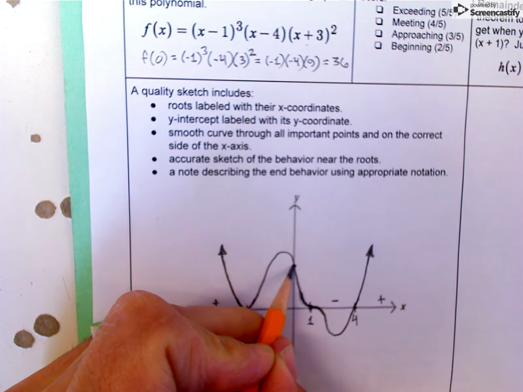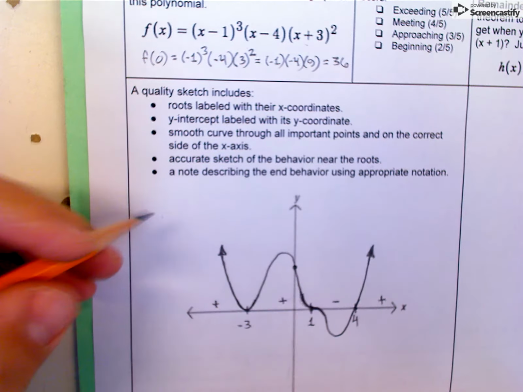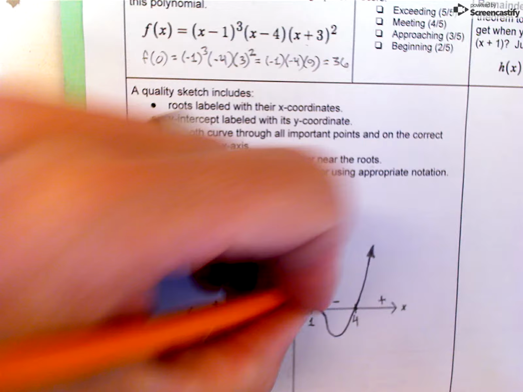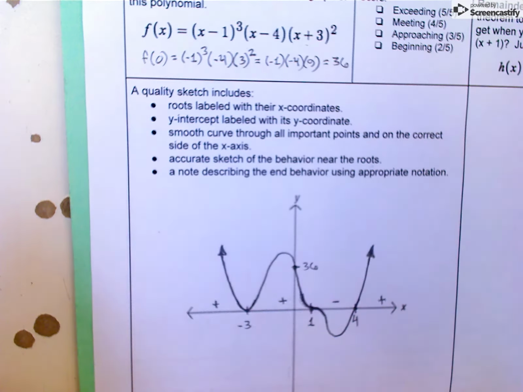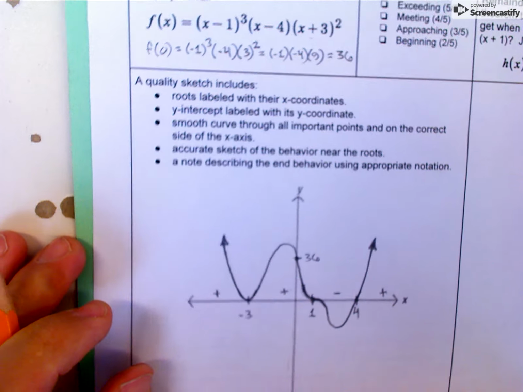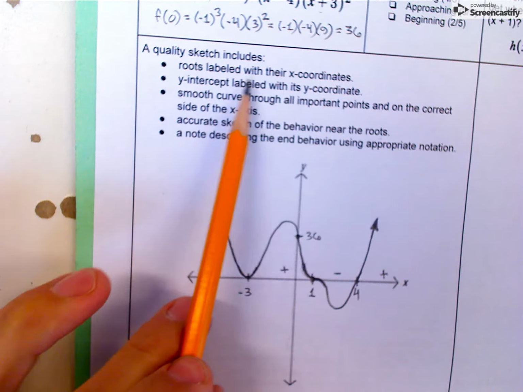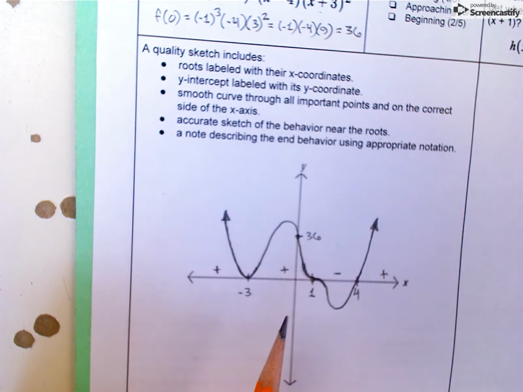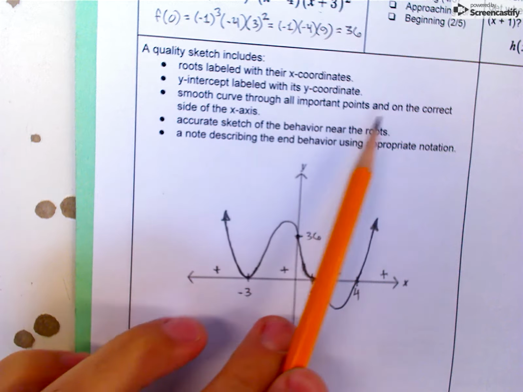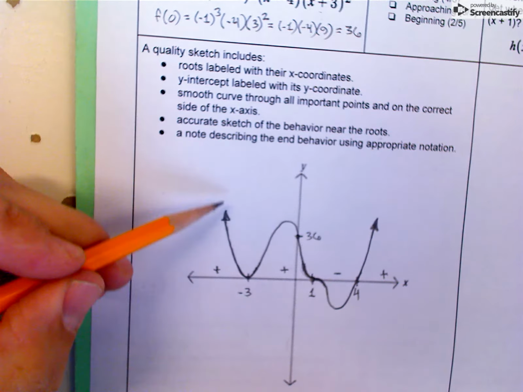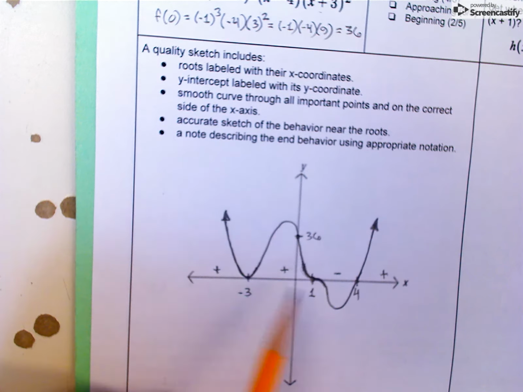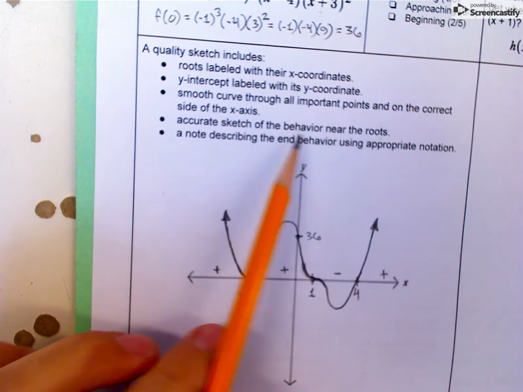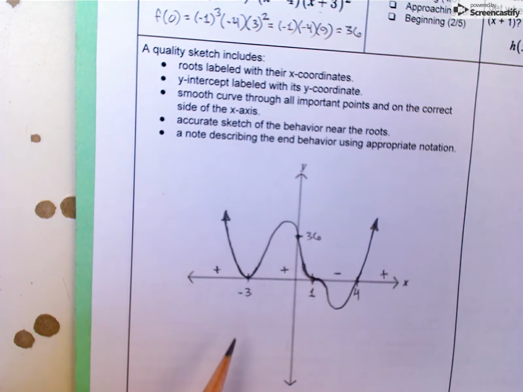Okay, go back and label this, the y-intercept. I just label it after I draw the curve. It's a little easier to draw the curve without having to aim for some arbitrary point that I drew. That's going to be y equal to 36. And now I'm just going to go through my checklist. Roots labeled with their x-coordinates. Yep. Y-intercept labeled with its y-coordinate. Yep. Smooth curve through all important points and on the correct side of the axis. Nice smooth curve. I already checked that I'm on the right side of the axis for each of these. An accurate sketch of the behavior near the roots. We took care of that.